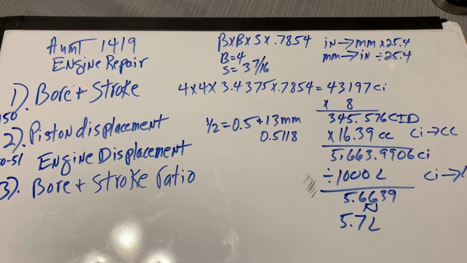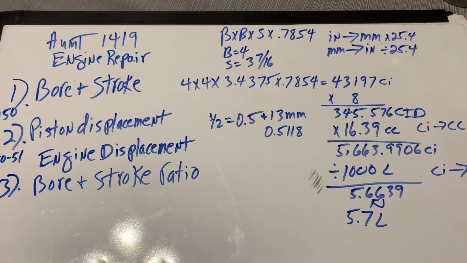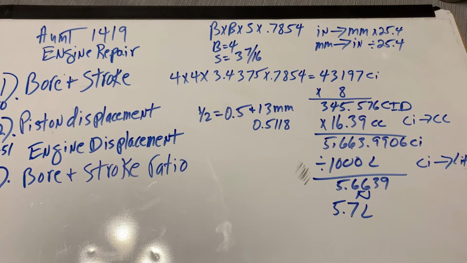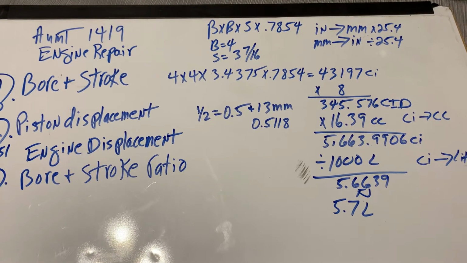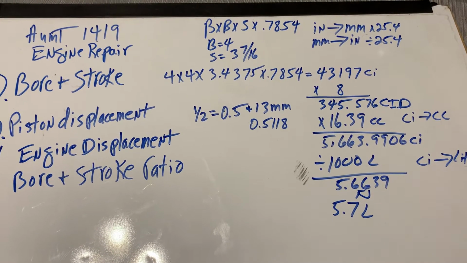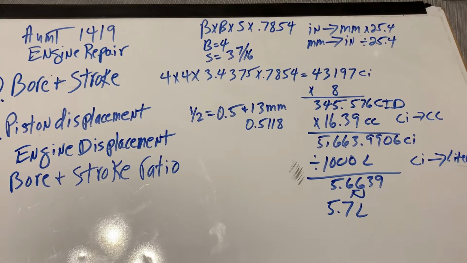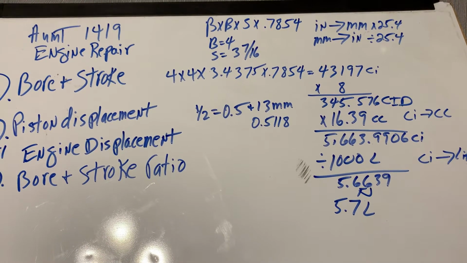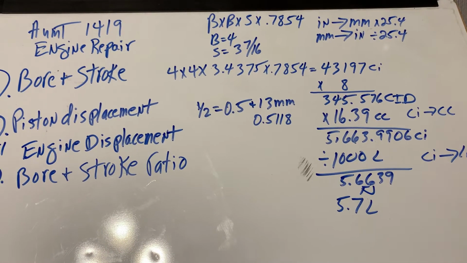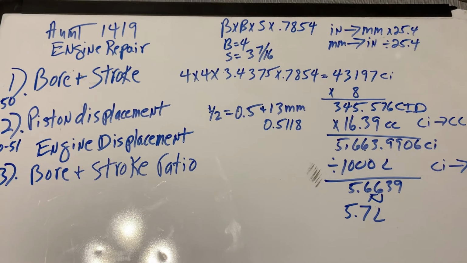This is a very important formula for engine displacement, and I show this in my PowerPoint too, by the way. So this is just kind of reiterating what we're doing here. I've got 4 times 4 times 3.4375 times the 0.7854. Now that number replaces the pi number, which is 3.1416 infinite. And that'll give us 43.197 cubic inches. So that is going to be our piston displacement for that one particular cylinder that I measured.